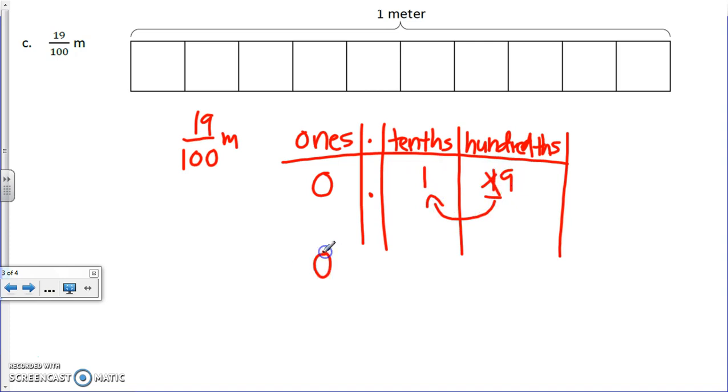So now I have 0 point, and I just look at what I have. I have 1 in the tenths and 9 in the hundredths. So this number, also written as a decimal, is 0.19. All I've done is copy down what I have in my place value chart.